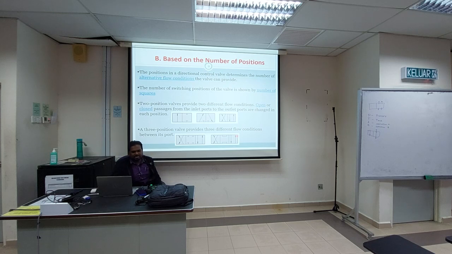Okay, so base yang ni adalah base of number of position. The position in the direction control valve determines the number of alternative flow condition. Tadi saya beritahu kan. So ini adalah alternative flow. Yang ini adalah normal condition. You ada satu alternative condition. Meaning kalau you activate ni, dia akan activate this flow lah. So the number of position is actually berapa banyak circuit yang you boleh design gunakan port tu, gunakan valve tu. So that is what we call as number of position.